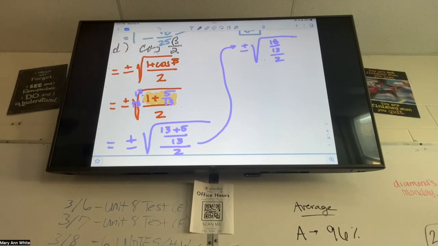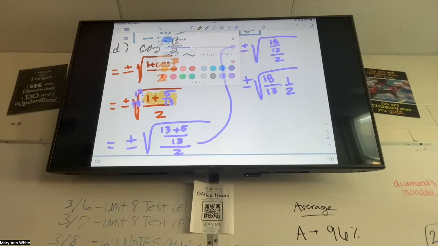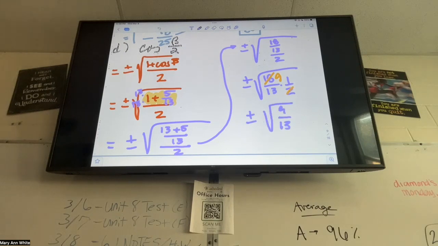Now I've got this big fraction over 2. How do I get rid of the fraction within a fraction? Multiply by the reciprocal. So it's like 18 over 13 times 1/2, which I actually can simplify. The 2 and the 18 break down to be 9. Nine over 13.